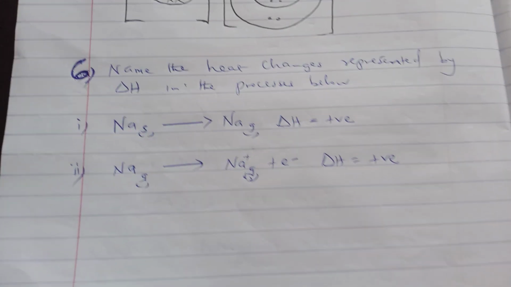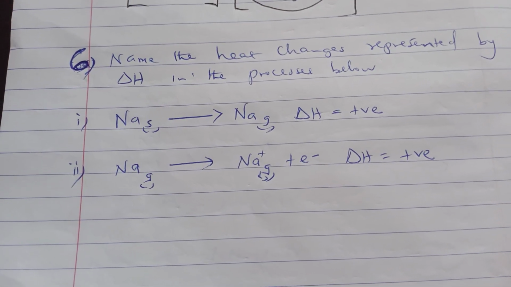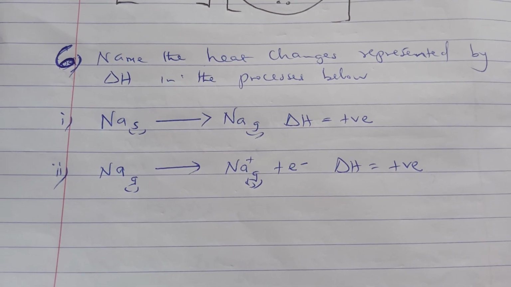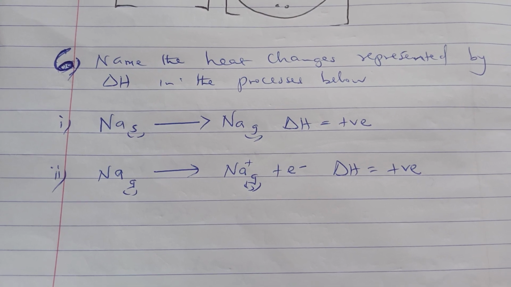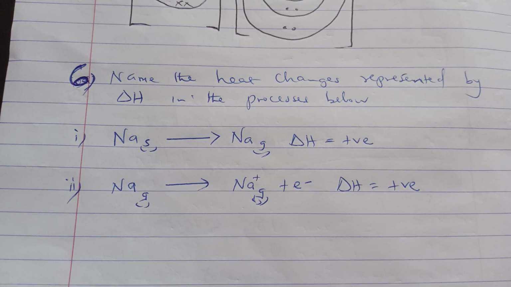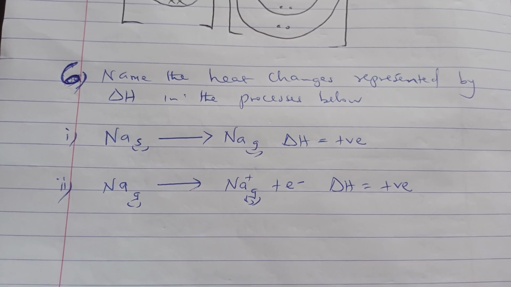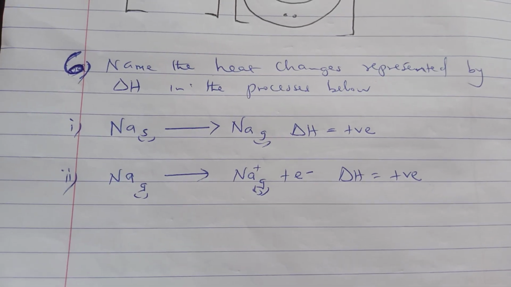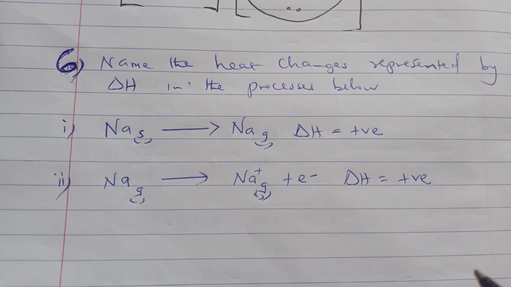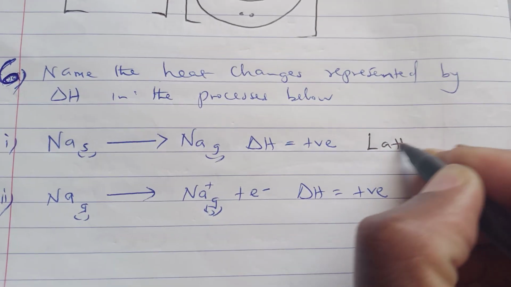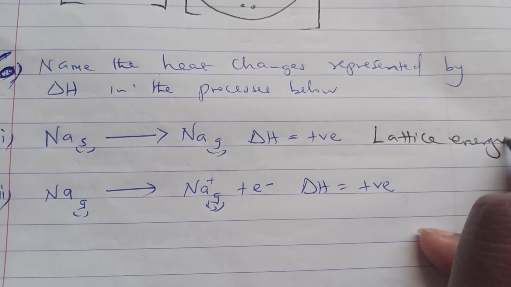Then we go to question 6. Name the heat changes represented by delta H in the process below. Sodium solid to sodium gas. We said if you have a solid substance and you heat it and it becomes a gas, you're actually dealing with what? The lattice structure of the substance. So from solid to gas, the type of energy change is called lattice. So this one is lattice energy.